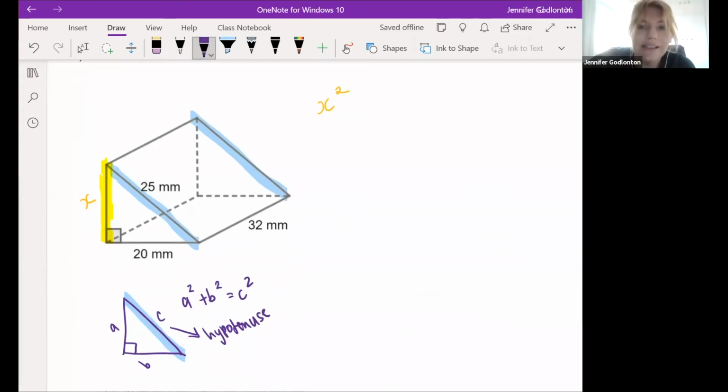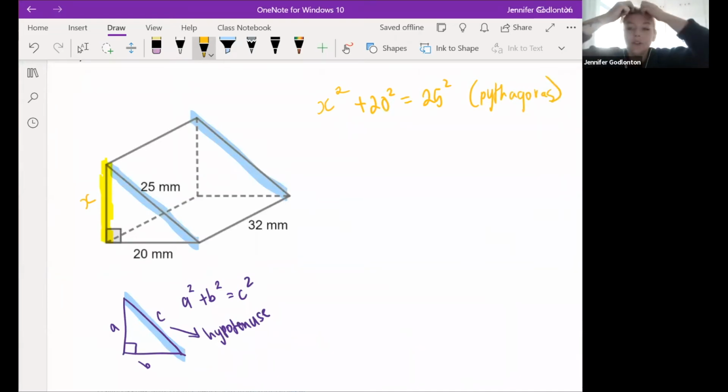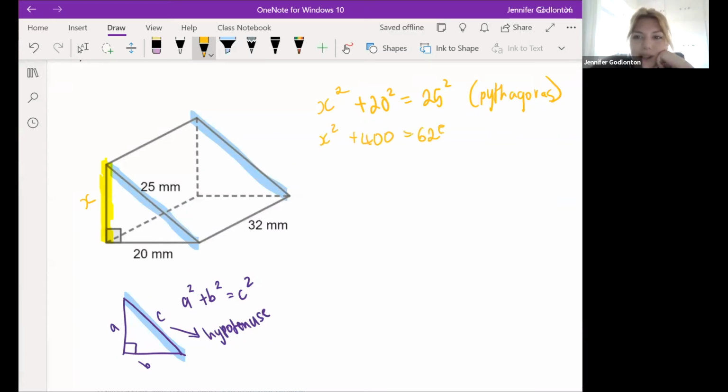So if we're writing this out, we're going to say x squared plus 20 squared is equal to 25 squared, and our reason for that is Pythagoras. You do need to write the whole word Pythagoras. You can't just write Pythag. You can't just write Pyth. You need to write Pythagoras. So we're going to get x squared plus 400 is equal to 625. I'm going to move that 400 over. So x squared is equal to 625 minus 400. X squared is equal to 225. We're going to square root both sides and we will see that x is equal to 15.